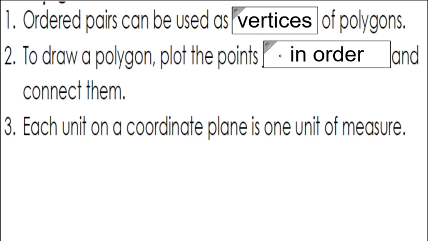Most of y'all, when you were younger, have done connect the dots. It is important to connect the dots in order, isn't it? If not, you don't get the right picture. Same idea with this. When they give you points, you need to make sure to connect them in order. Each unit is 1 unit of measure. Well, just like we said, counting the squares.